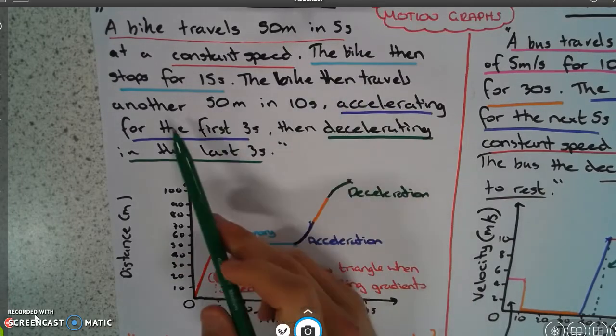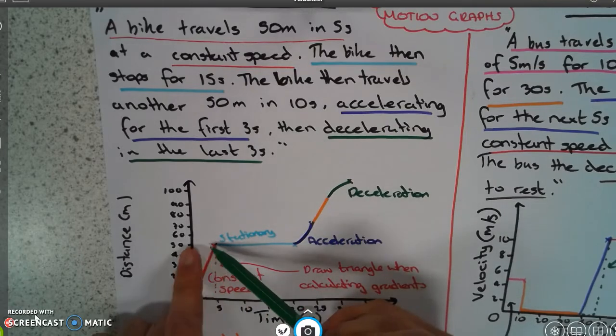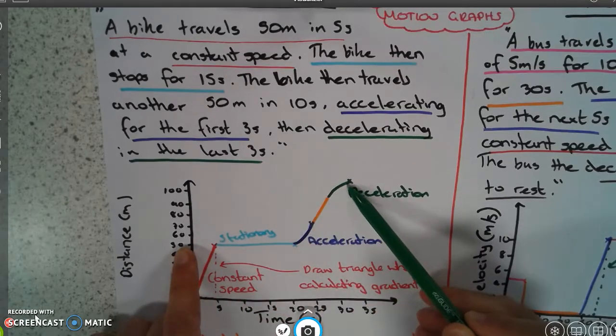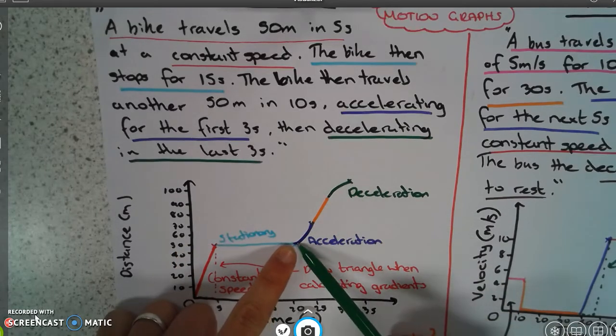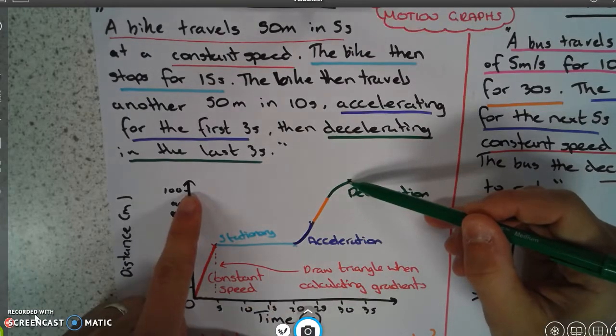The bike then travels another 50 meters in 10 seconds. So hang on, another 50 meters. If it was already at 50 meters, 50 plus 50 is 100. So it's going to finish off at 100. And it's taken a further 10 seconds to do that. So it's at 20 seconds at this point, so 10 plus 20 is 30, and you can see that, roughly speaking, at 30 seconds it's reached 100 meters.